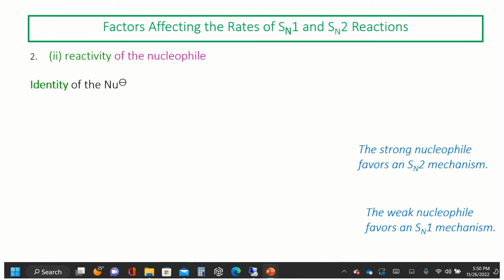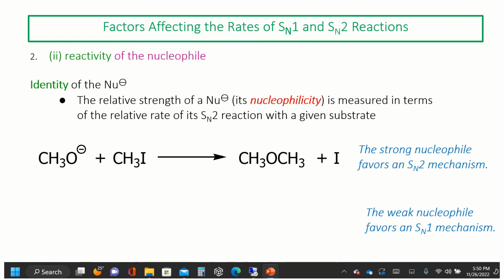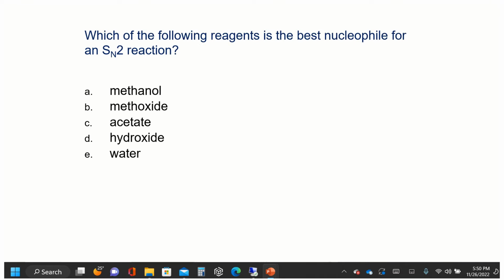Strong nucleophiles favor SN2 mechanisms. So herein we have a charged nucleophile that will be very, very powerful. This reaction will be much faster than with methanol, which is similar to methoxide, but it's a neutral nucleophile. So it's much weaker, a slower reaction. This is a poor nucleophile. See if anyone can answer this question.